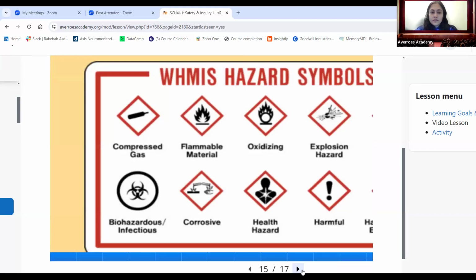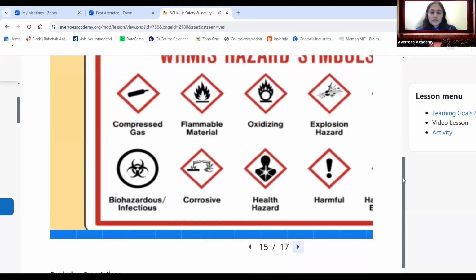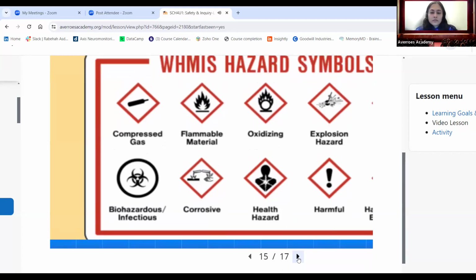You also have your WHMIS symbols, and this is the Workplace Hazardous Materials Information System. So these are your WHMIS hazard symbols: compressed gas, a flammable material, an oxidizing material, an explosion hazard, harmful or fatal, biohazardous, infectious, corrosive, health hazard, harmful, or harmful to the environment. And they will be outlined in a red diamond. And those are the specific symbols for WHMIS. So that's when you're in the workplace, versus the HHPS, which is for household products.